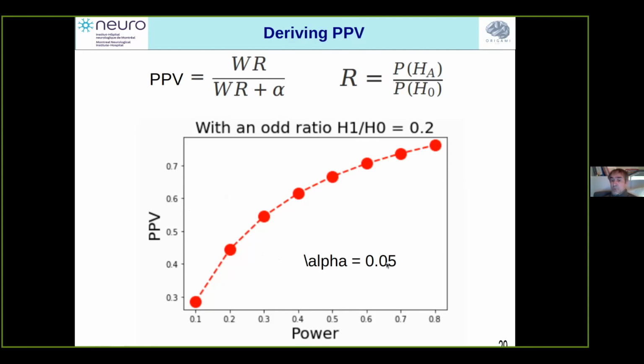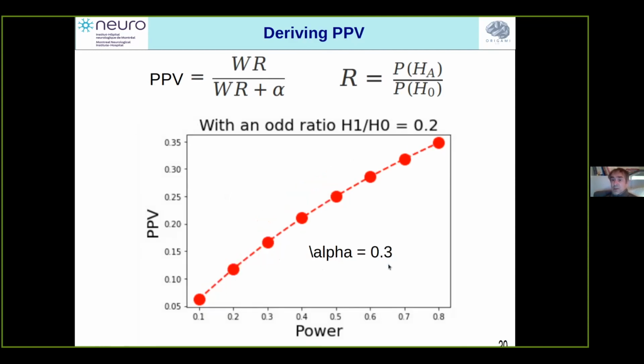That's with alpha equal to 0.05, but let's say there is some p-hacking and you are actually not controlling the risk of error very well. Maybe 0.3 is the actual risk of error, and then suddenly the PPV, even for a good power, is going to be very, very small. So computing that number is interesting because it will tell you the detrimental effect of having an uncontrolled type 1 error.